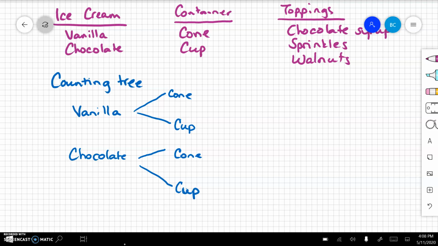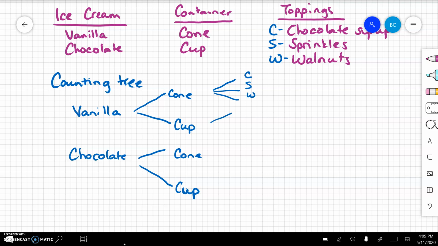Then for each of these I get to choose toppings. I'm actually going to come up with some abbreviations for my toppings. So I'm going to make a little bit of a key: C, S, and W. So I could have a vanilla ice cream in a cone with either chocolate, sprinkles, or walnuts.